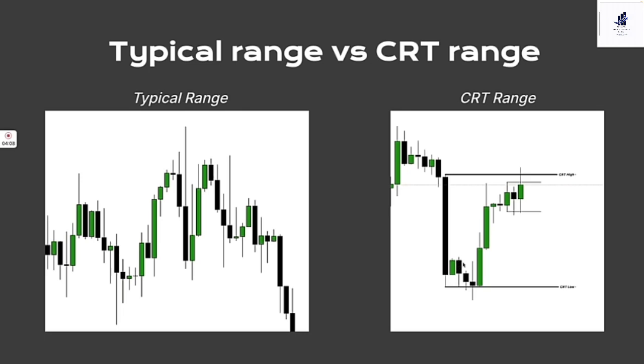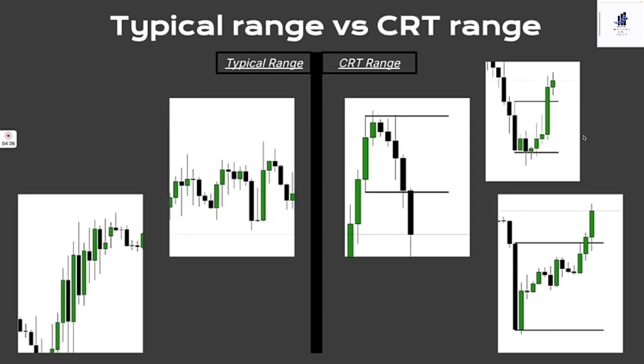Inside bar, turtle souping the low, heading all the way to the CRT high. Guys, this is an inside CRT. So there's a CRT and a CRT within the CRT. Pay attention to that. More examples for you guys. Typical ranges, no CRTs available. Typical range, no CRT. And then CRTs.